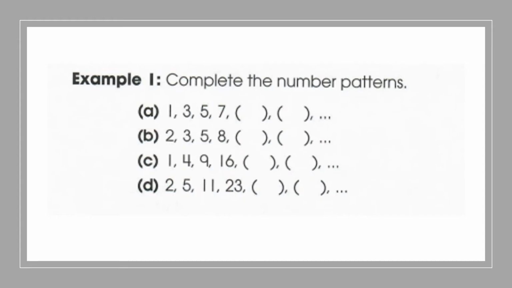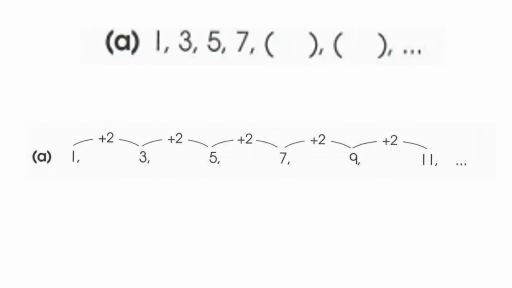For our first example, we're going to complete the number patterns. We have 4 different patterns. I'm going to walk you through each one. In letter A, we are going to look for the pattern in 1, 3, 5, and 7 to find the 2 missing numbers after it. This will give us our whole number pattern. So finding the pattern will give you the answers for the missing numbers being asked.